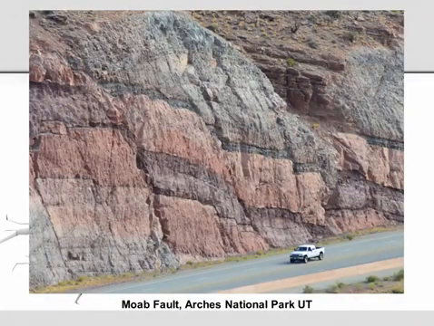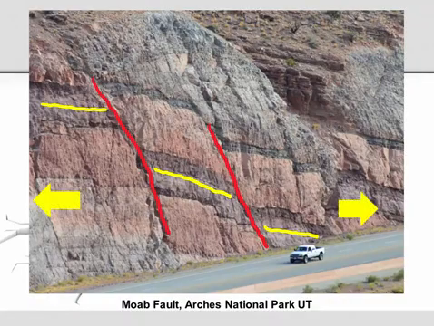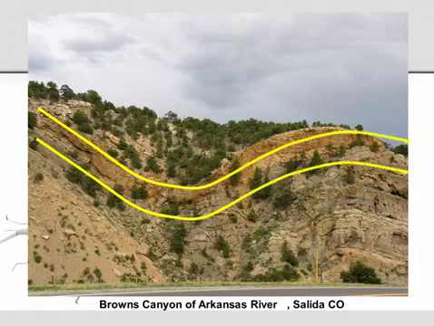Moab Fault is a dramatic fault that was revealed in a road cut just outside of Arches National Park in Utah. Here we can see several very large faults. As we identify the previously aligned layers, we can see that this brown stripe used to all be the same layer, but now has been offset with several normal faults. This represents divergent motion or tension. Browns Canyon of the Arkansas River goes through Salida, Colorado. Here we can see rock layers that have been folded. This must have occurred through compression or convergent motion. It's impossible to make a fold by pulling.